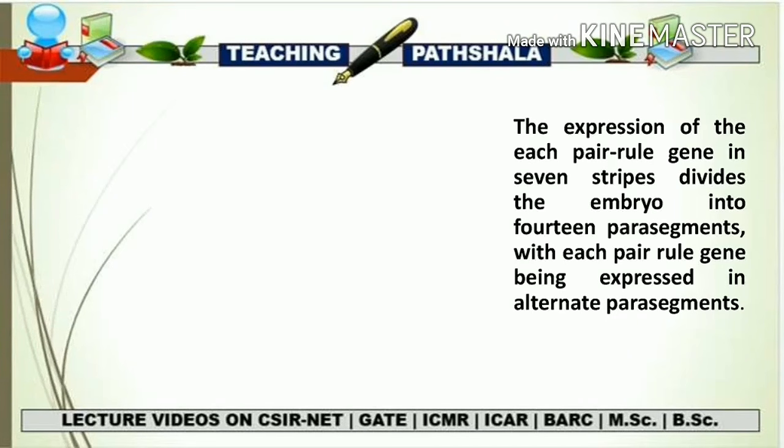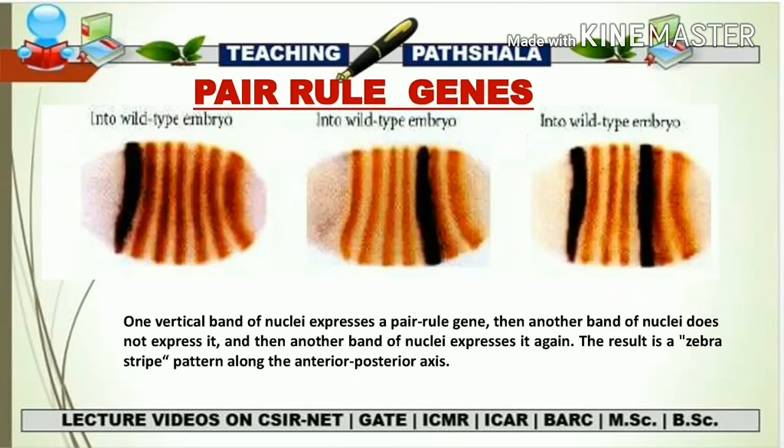The next most important point is that the expression of each pair rule gene in the 7 stripes divides the embryo into 14 parasegments, with each pair rule gene being expressed in alternate parasegments. A very important concept you should remember is that between the two stripes there is an absence of the pair rule genes. Fine, that is why we are getting our stripes in this way.